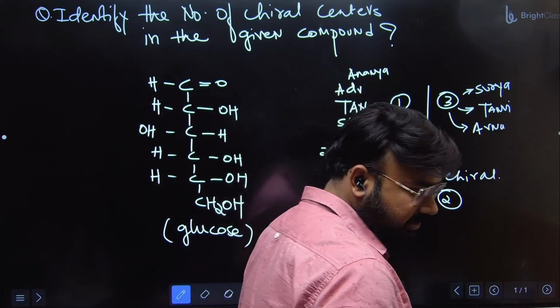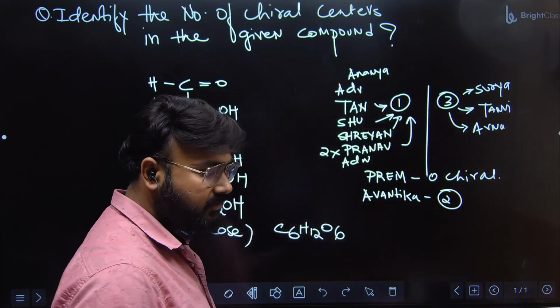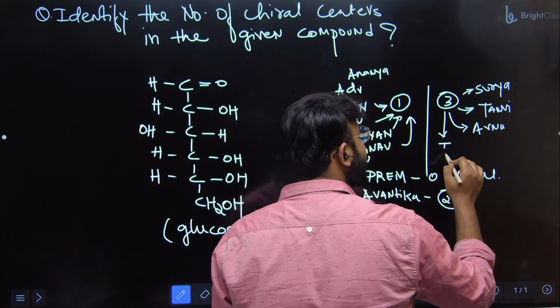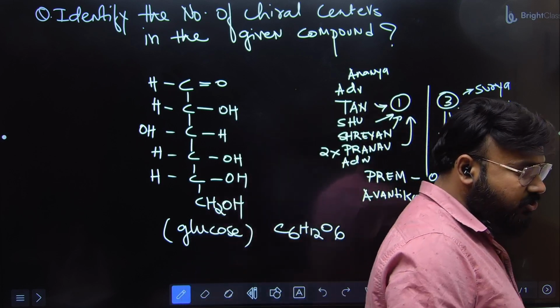Okay, and Tanuj. Tanuj, what is your answer? Tanuj, you got three. Okay, Tanuj is getting three. Shaurya, what is your answer?